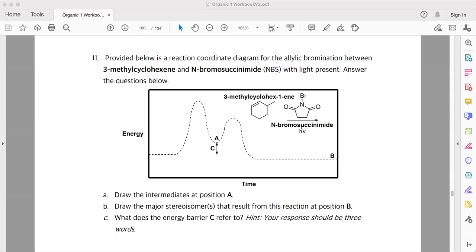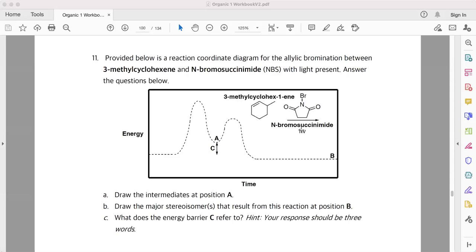So essentially, draw the intermediates at position A. Well, the intermediates would be the original allylic radical I picked, so it would be that. And then also the resonance version, because the resonance is not an actual chemical step, that's an internal rearrangement. So this one, and you could also say the resonance version of that. So this is the answer to part A, and it corresponds to the intermediates present at position A.